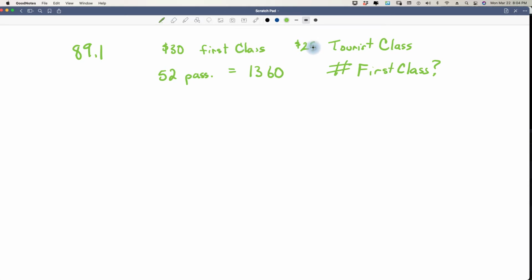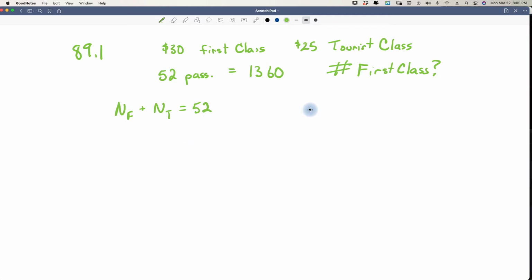So the number of first class, I guess, would be the better way to write that. All right, so from the information that we have, we can create a couple of statements. First of all, we know that the number of first class tickets plus the number of tourist class tickets equaled a total of 52 tickets, because we had 52 passengers. So that is a true statement.